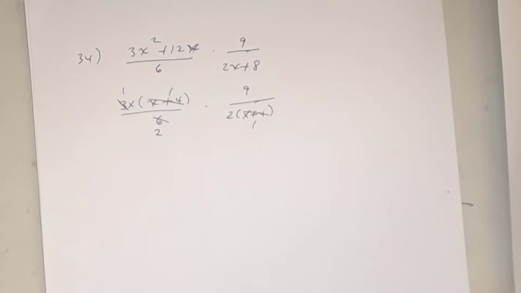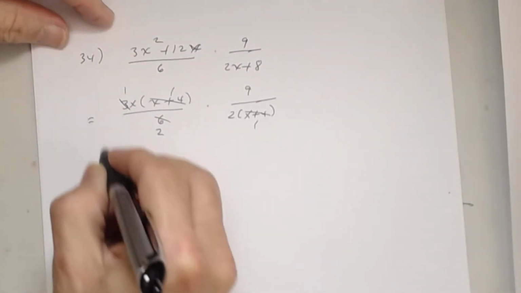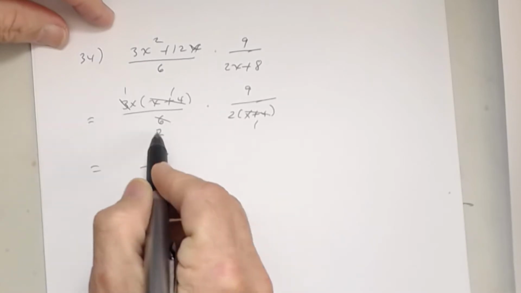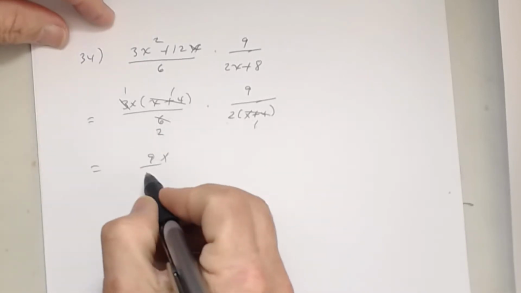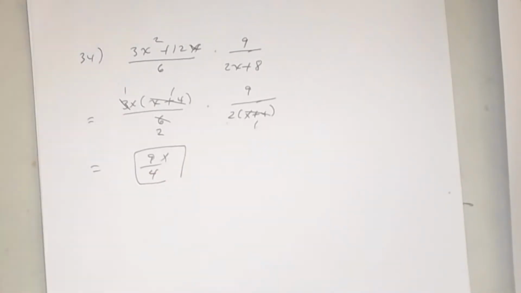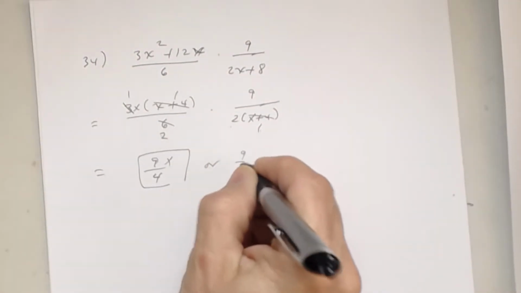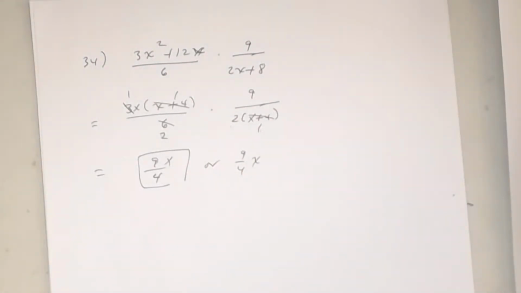So now you're on step 3. 1 times x times 1 times 9 is 9x. 2 times 2 times 1 is 4. So there's your answer. So 9/4 x or 9x divided by 4. It does not matter how you write it. So you can say 9x divided by 4, or you can say 9/4 x. Okay?